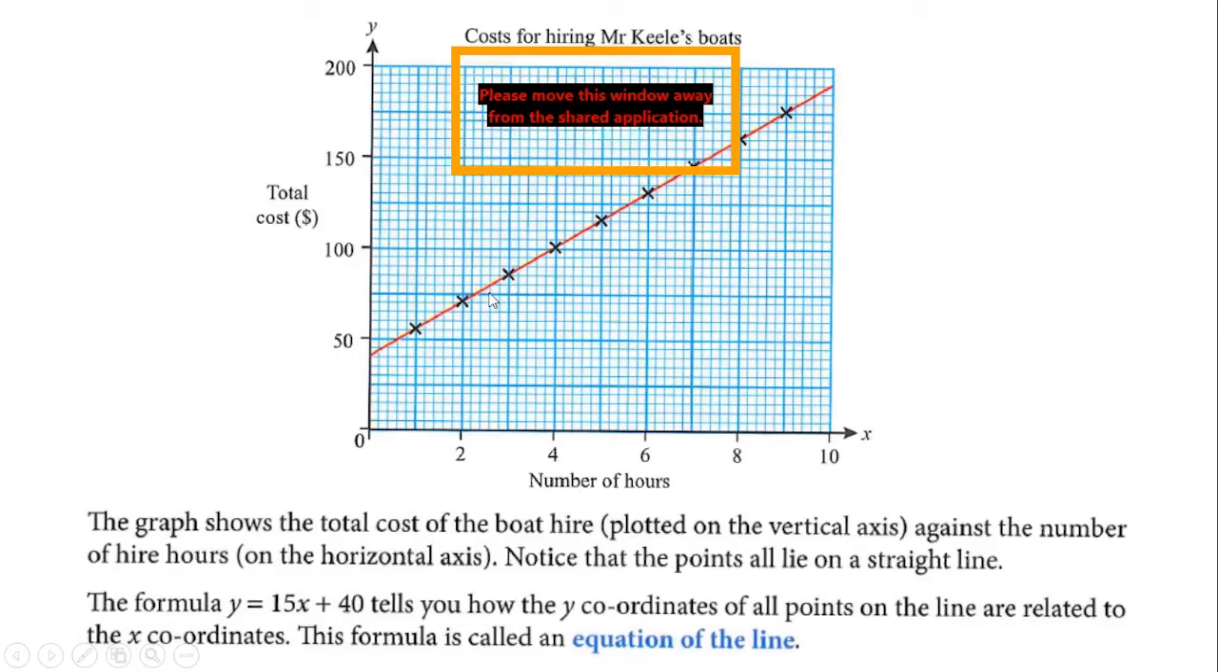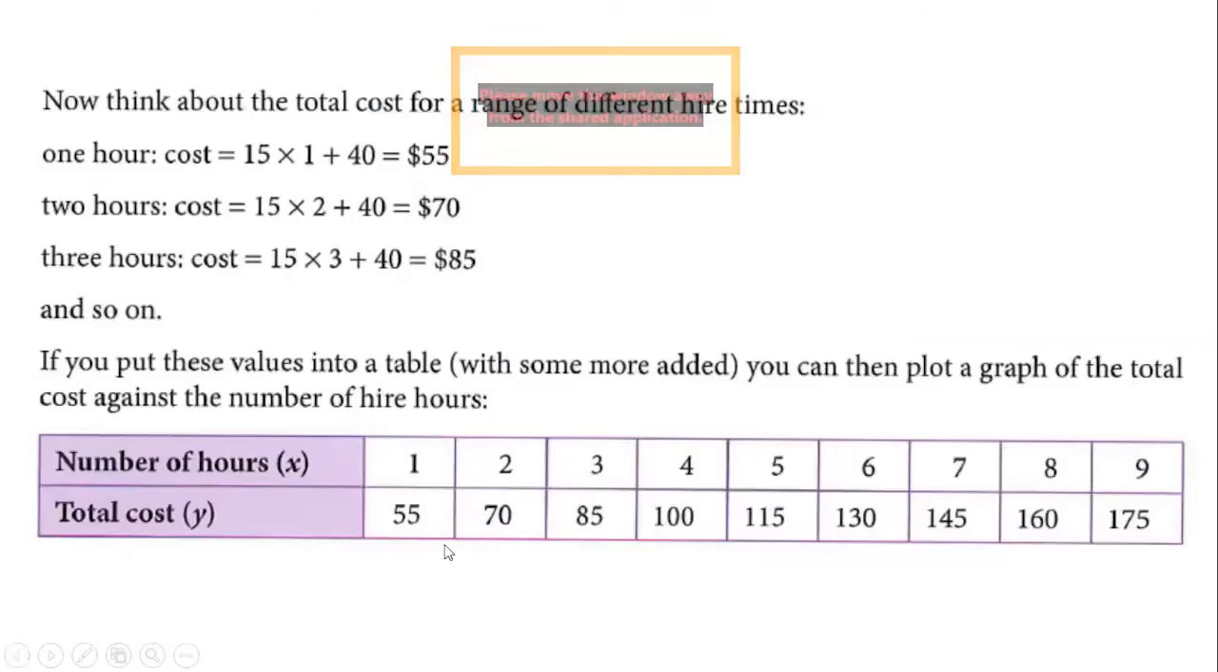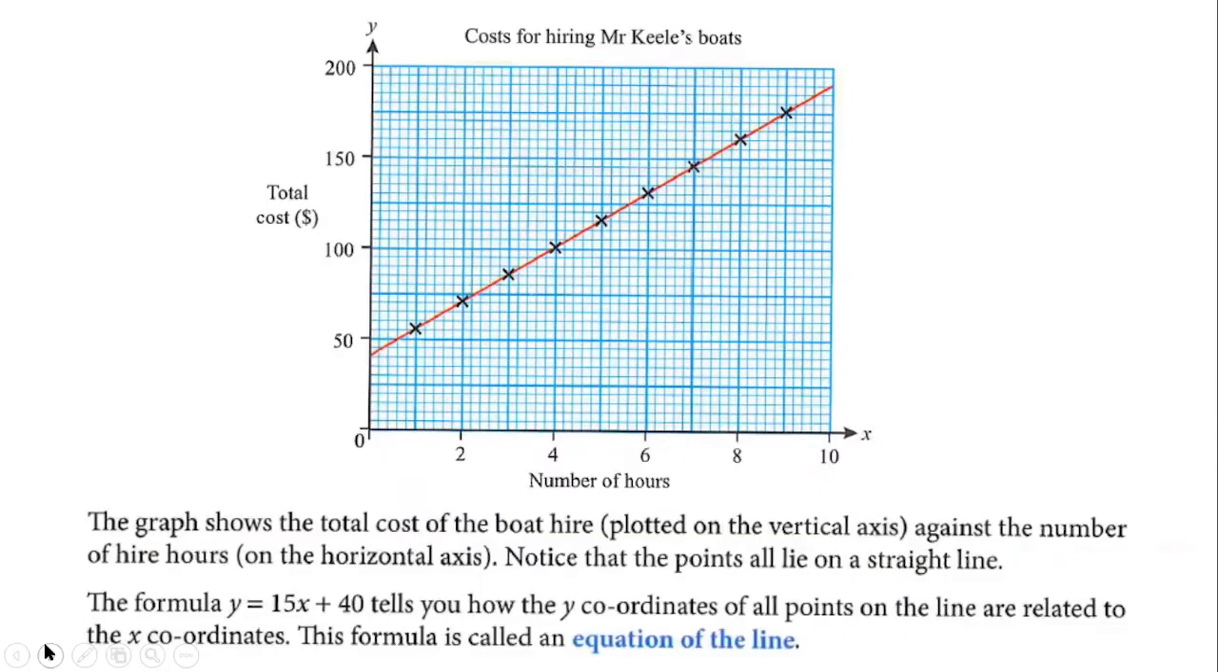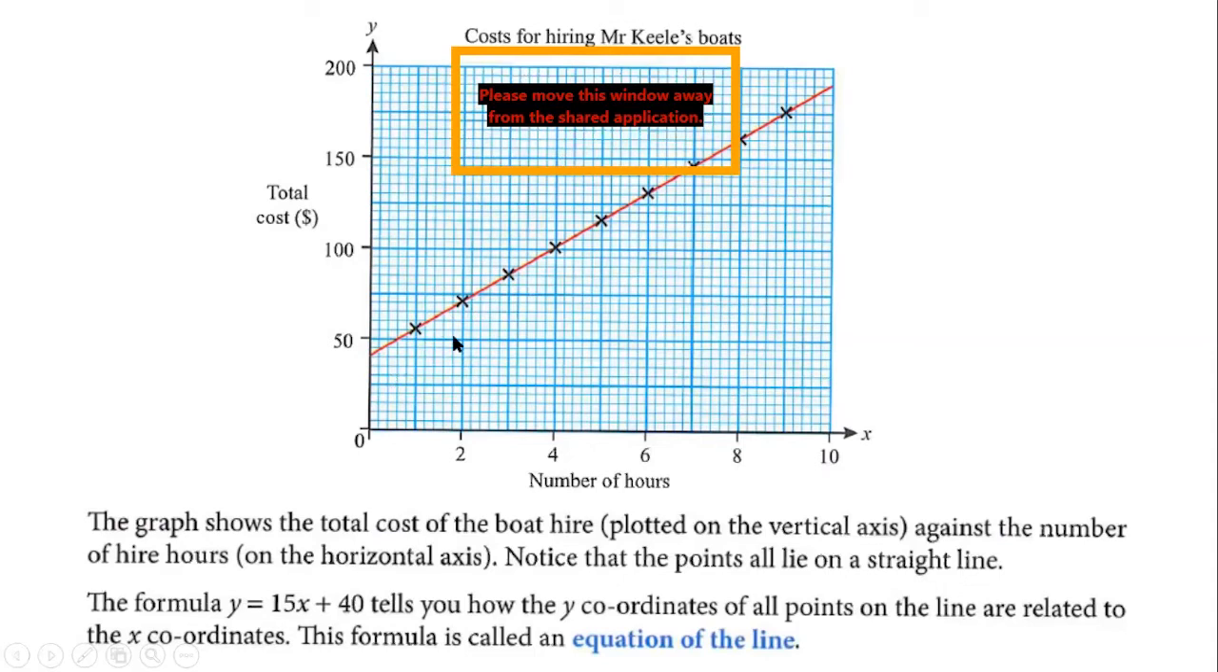So if you see, you can notice that all these 9 points are the graphical representations of the 9 points of this table. Okay, 55, 70, 85. Be careful. We can easily notice that all these points are on the same line. You just need to place the ruler above them, and you can see that you can draw a straight line which passes through all the 9 points.